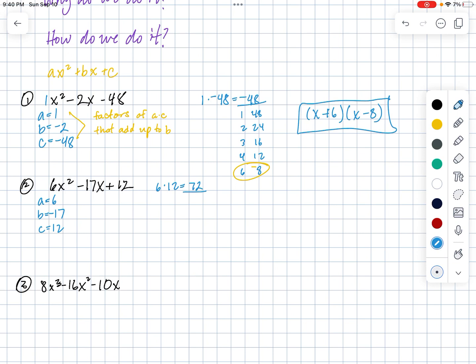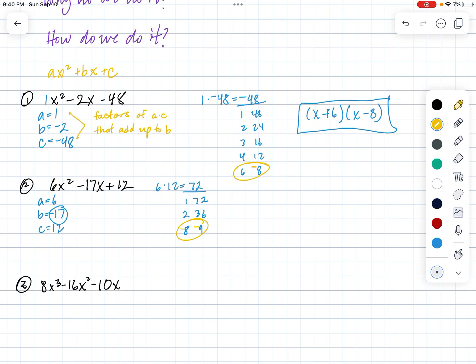And we are going to list out factors of 72. 1 and 72, 2 and 36. But another factor that comes to mind of 72 is 8 times 9. And I'm noticing that I'm trying to look for factors of AC that add up to B, and B is negative 17. So 8 and 9 would add up to 17. If we made them both negative, then negative 8 times negative 9 is positive 72, and negative 8 plus negative 9 is negative 17.